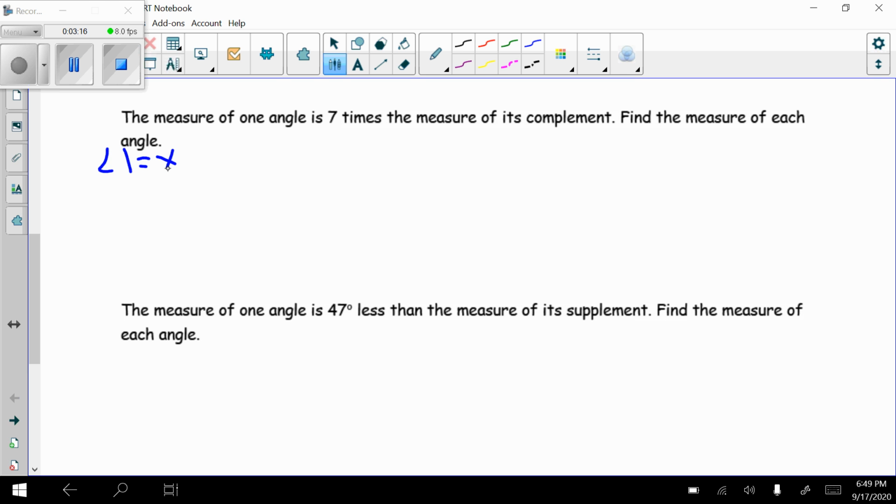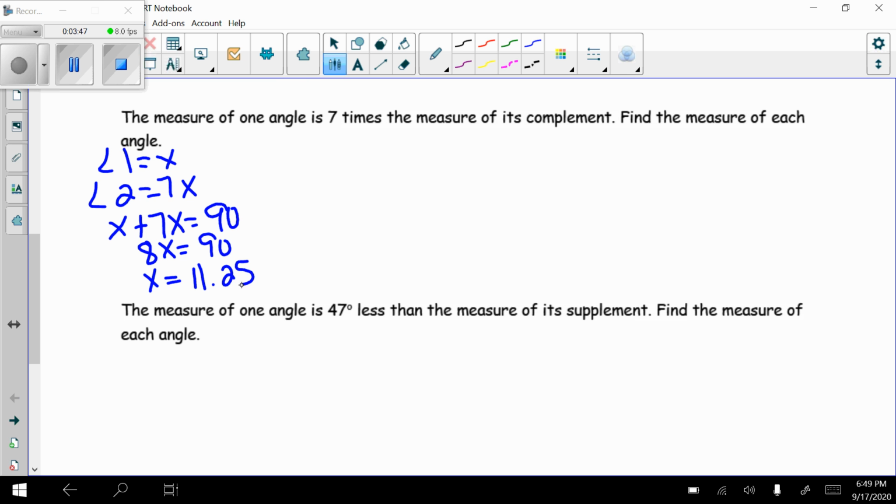Then angle 2 is 7 times that, so I can just say it's 7x. I know that these are complements of each other because it says the measure of its complement, so these two together have to add up to 90. I can set it up with the angle addition postulate: x plus 7x equals 90. Combine like terms, I get 8x equals 90. I get x equals 11.25.